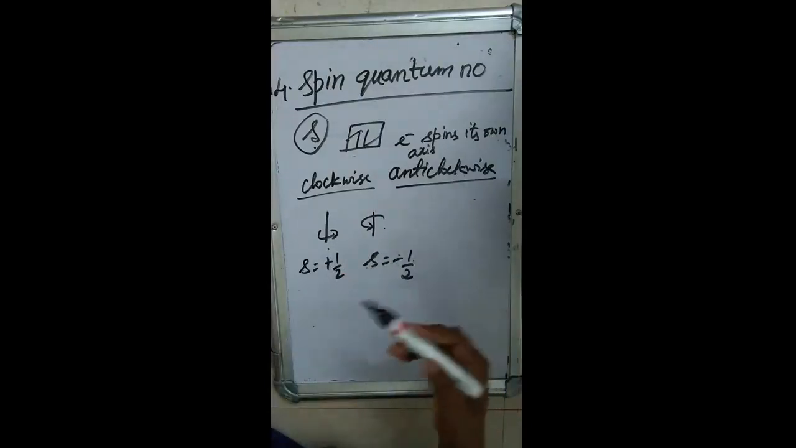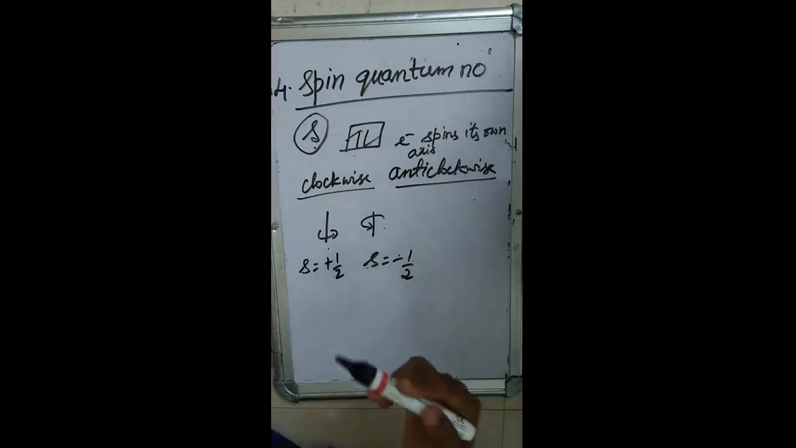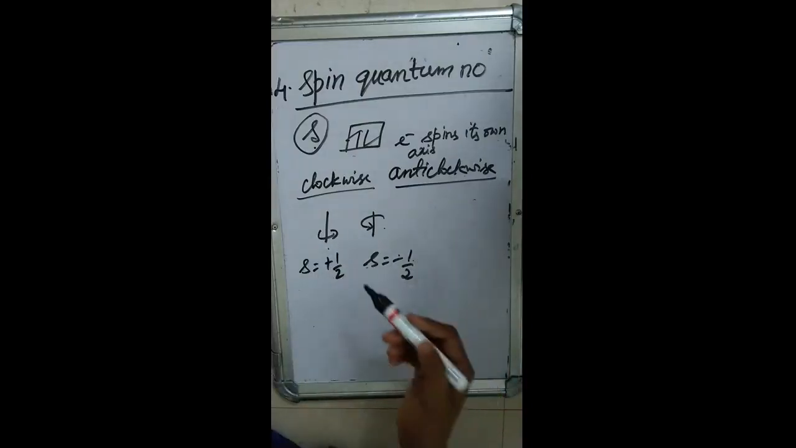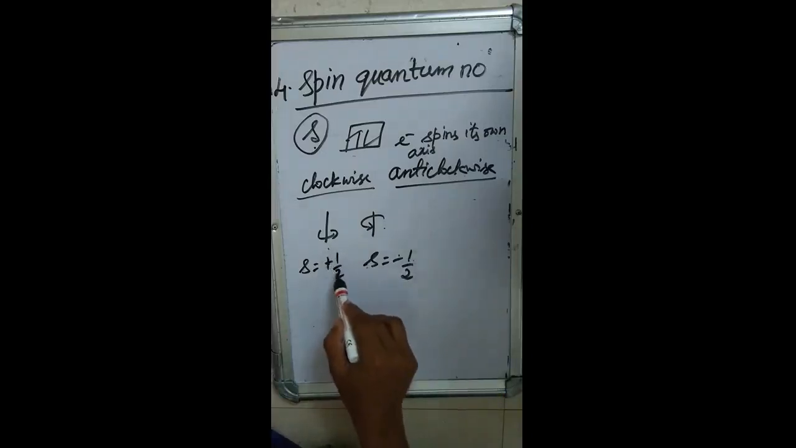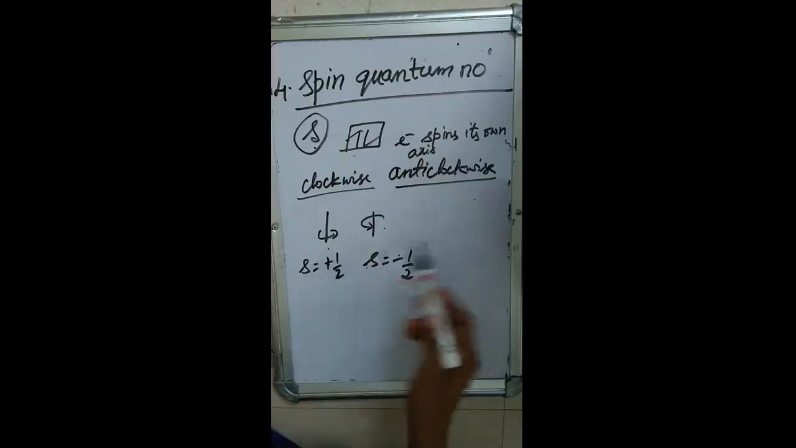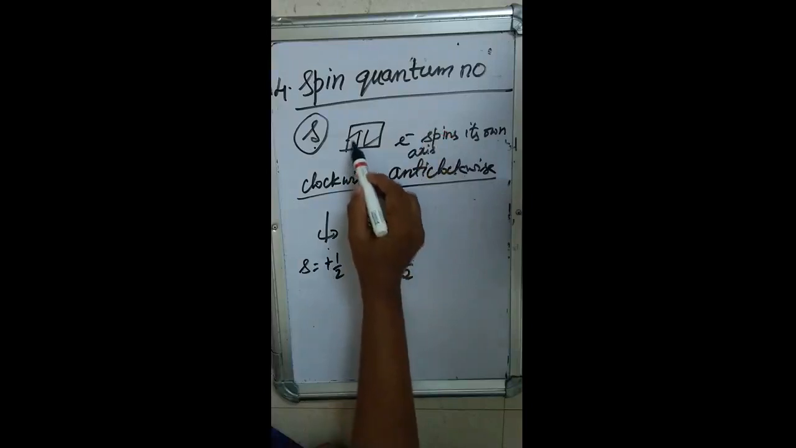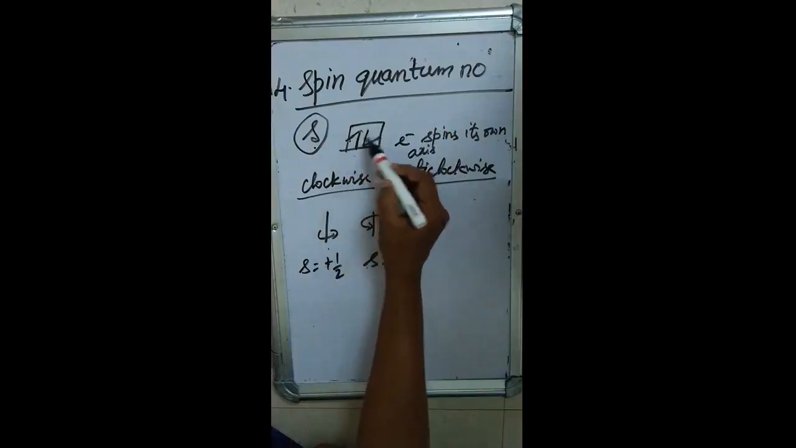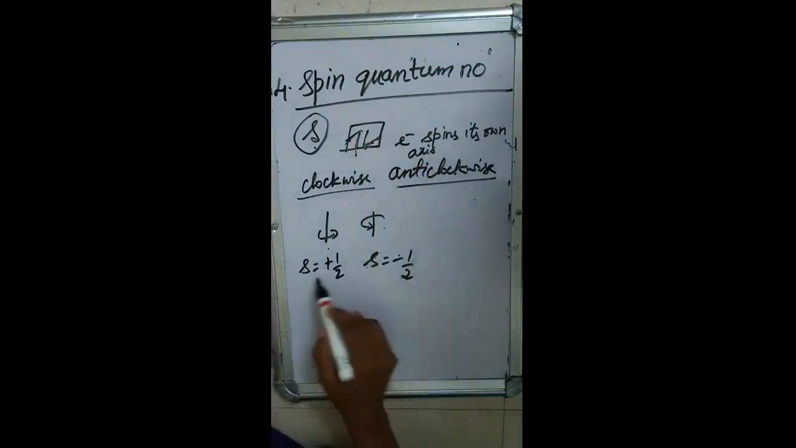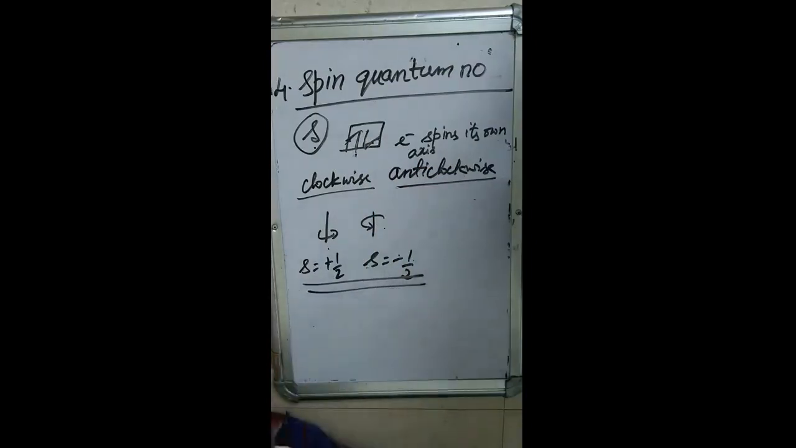There is no restriction that you have to select clockwise direction as plus half. You can also select clockwise direction as minus half. If clockwise direction is minus half, then of course anti-clockwise direction is plus half. Here I considered clockwise direction as plus half, so anti-clockwise direction is minus half. So spin quantum number explains the spin of the electron. It is represented like this, with half-headed arrows: upper direction means clockwise, lower direction means anti-clockwise. So these are the 4 quantum numbers.